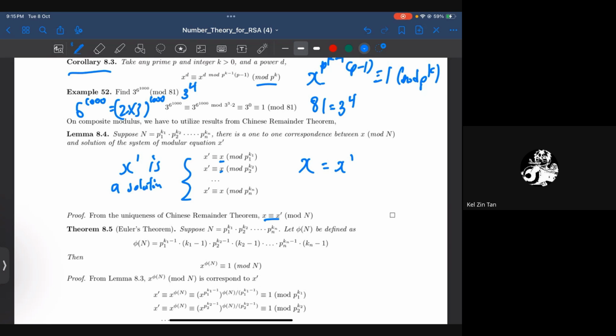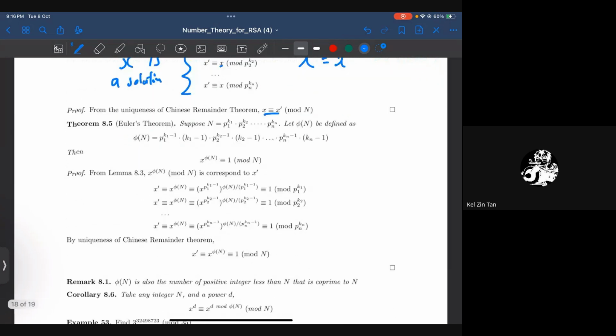Basically, there's a one-to-one correspondence between x and the solution to this. So this is sort of a bijective mapping between them. If you have a solution here, then you can map it to this. And if you have this, then you can map it as a solution to this set of equations. So why do we need this? It's because we need to prove Euler's theorem.